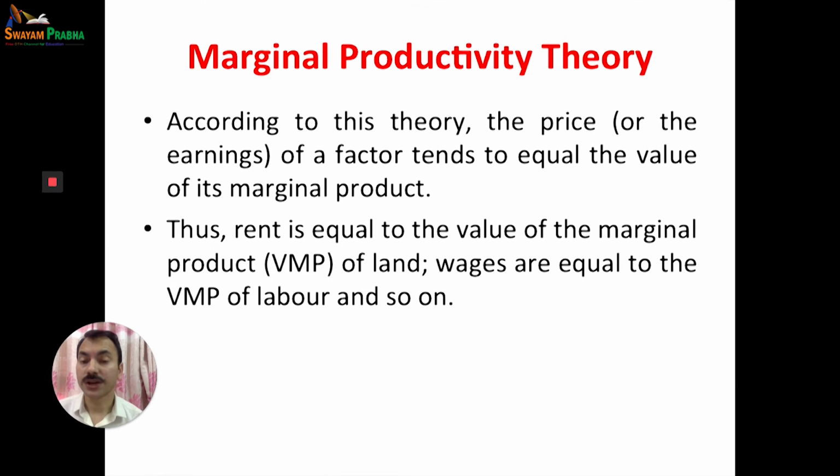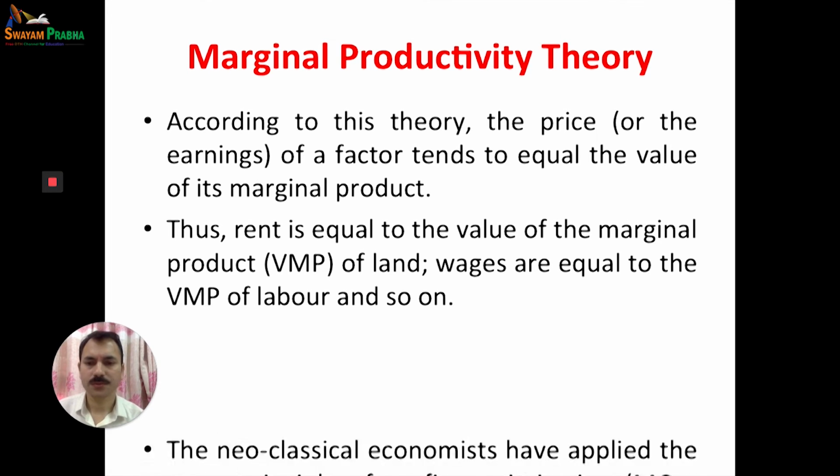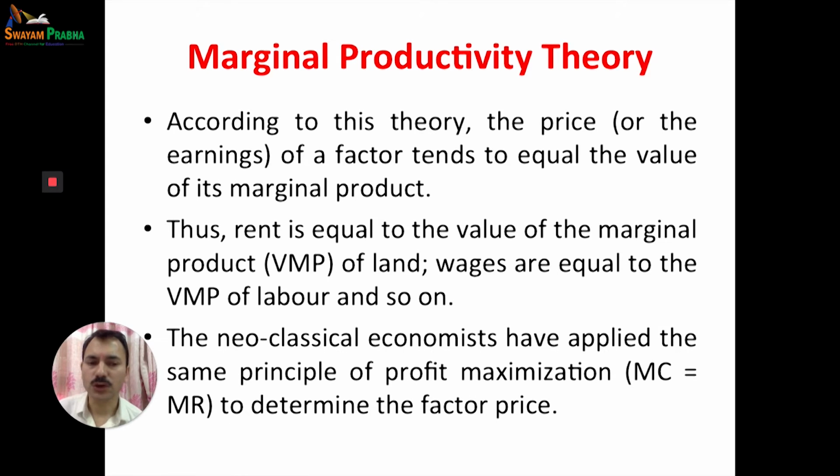Thus, we say rent is equal to the value of marginal product of land. Wages are equal to the value of marginal product of labor, and interest is equal to the value of marginal product of capital, and so on. The new classical economist has applied the same principle of profit maximization, that MC is equal to MR, to determine the factor price. We have already discussed the market structure.